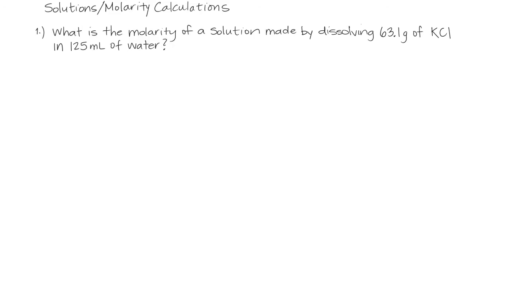Number 1. What is the molarity of a solution made by dissolving 63.1 grams of potassium chloride in 125 milliliters of water? Remember that molarity, capital M, is equal to moles of solute over the liters of solution. We are dissolving potassium chloride in water, so potassium chloride is the solute, and therefore we're going to need moles. So let's convert our 63.1 grams of potassium chloride into moles by using the molar mass from the periodic table.